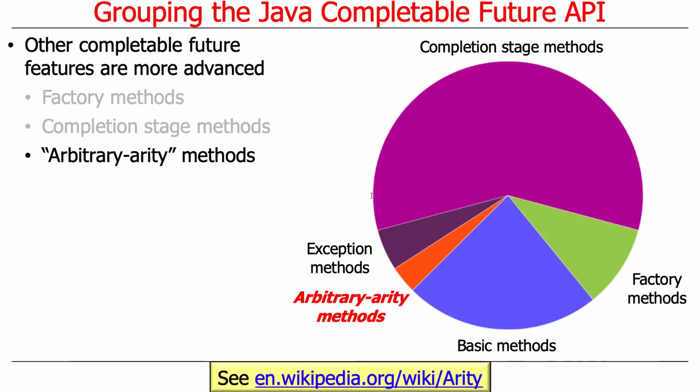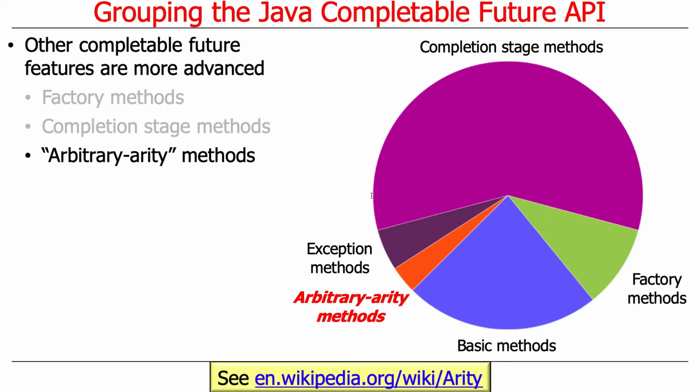The fourth type of grouping of completable future methods, as you can see, they're very tiny, there's only 2 of them, are the so-called arbitrary-arity methods. What the heck is arity? So if you go look up arity in the context of programming, arity just simply means how many parameters you pass to a method. So if you have a method with no parameters, it has an arity of 0. If you have a method that takes 1 parameter, that has an arity of 1. If you have a method that takes 2 parameters, that's an arity of 2, and so on.